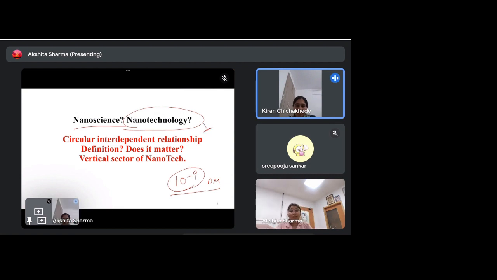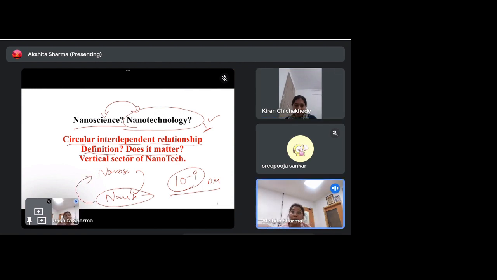Is it important to define these two? They are most of the time used interchangeably. So the definition does not matter, but for your clarification I introduce these two terms. Basically, there is a circular interdependent relationship: if there is nanoscience, then there is nanotechnology, and if we create some nano-based technology, then we look into the fundamental science, how the mechanism works. That falls into the parameter of nanoscience. So these can be used interchangeably.